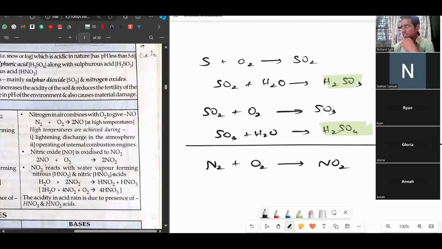NO2. None of the reactions I'm writing are balanced. They have to be balanced. So this air is also filled with nitrogen dioxide. This nitrogen dioxide joins with H2O to form two acids, HNO2 and HNO3. In one step itself, you get two acids, that is nitrous acid and nitric acid.